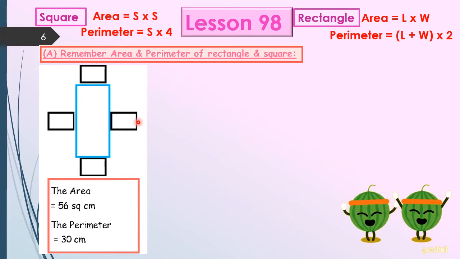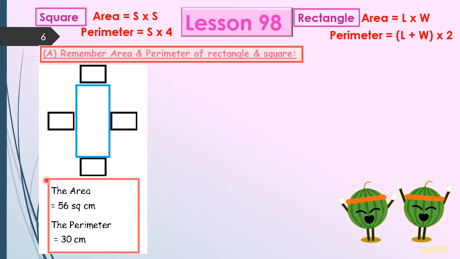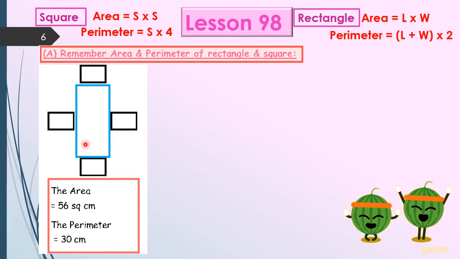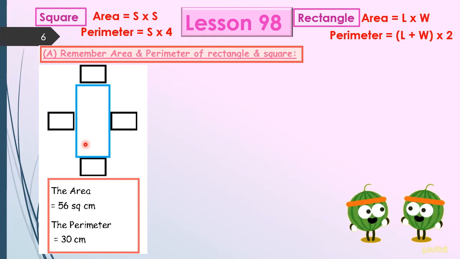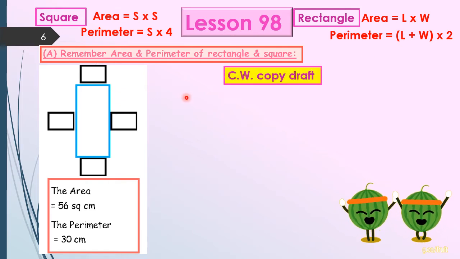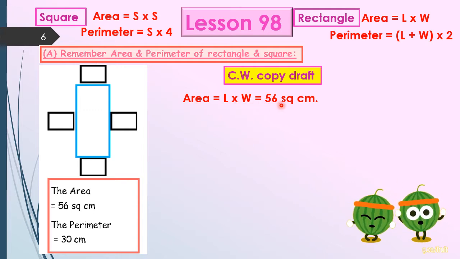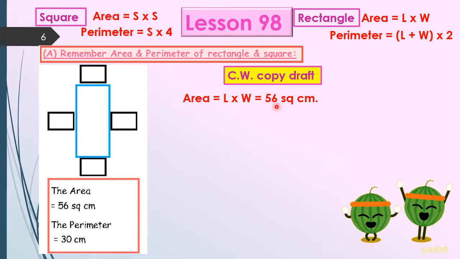Here we have a shape with missing sides, but we have here area 56 square centimeters and the perimeter 30 centimeters. We will use the first one to give our hypothesis and the second one to check if our hypothesis is right or wrong. Okay, let's go. If this shape is a rectangle, this is my guessing. I don't know if it's right or wrong. Let's check our hypothesis. Area of rectangle will be length by width, in your class copy draft. Area length by width equals 56. Let's check our factor pairs of 56, and they give two different numbers.